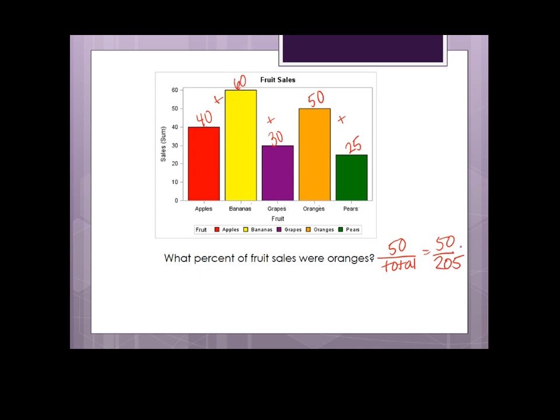And then for percent, you just divide. So you're going to do 50 divided by 205. Oops, get out my calculator. So 50 divided by 205 gives you 0.24, which is 24%. So almost a fourth, right? Because 25% would be a fourth, which means almost a fourth of your data is oranges.